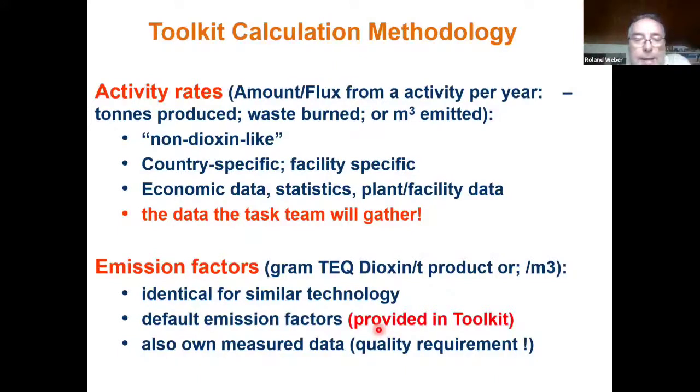The emission factors are identical for similar technology. So a good incinerator in Oman and a good incinerator in Germany emit the same dioxins. Yeah, a bad incinerator in Oman and a bad incinerator in Germany emit the same amount of dioxins. So these default emission factors are provided in the toolkit. But also, if you have measured data, you can also use measured data. Yeah, so it can go both. You can do hybrid. Yeah, if you have for some sources good measurements, you can use the measurements for calculation. If for some of the sources you do not have measurements, for those you can use the toolkit.